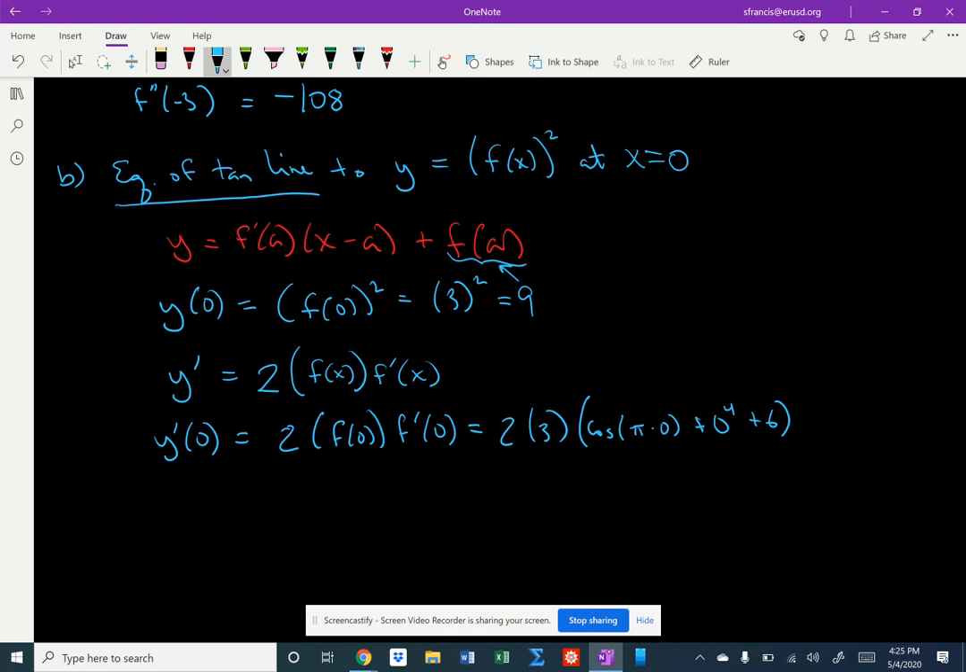Okay? Well, that's just some arithmetic. 2 times 3 is 6. And then here, cosine of 0 is 1. So this becomes 1 plus 6, or 7. So that tells us that we have a slope of 42.